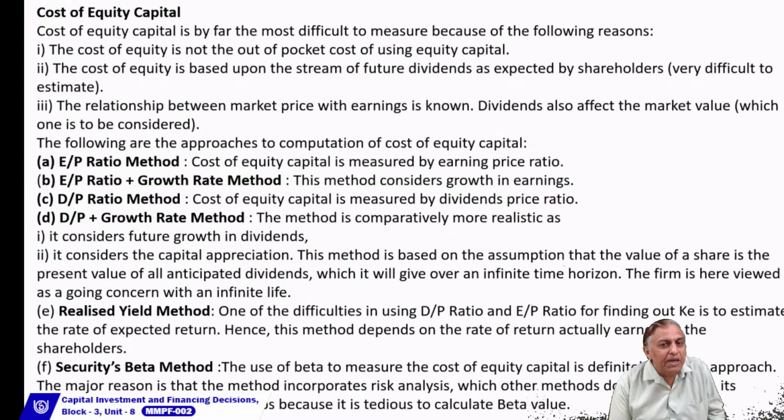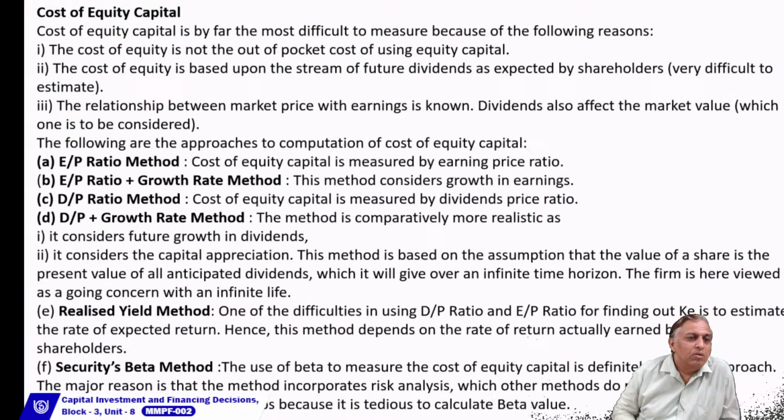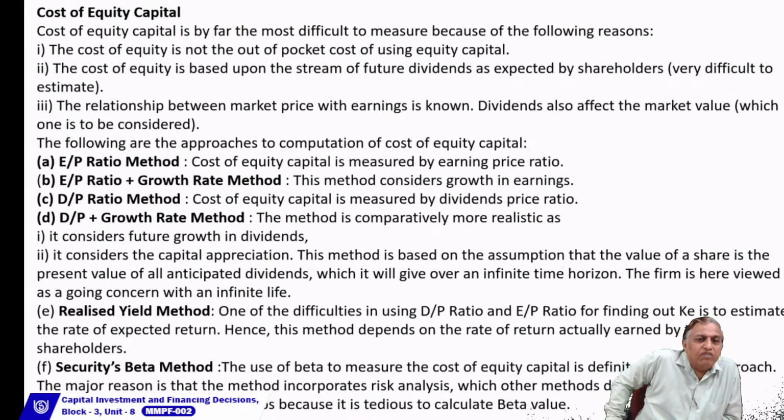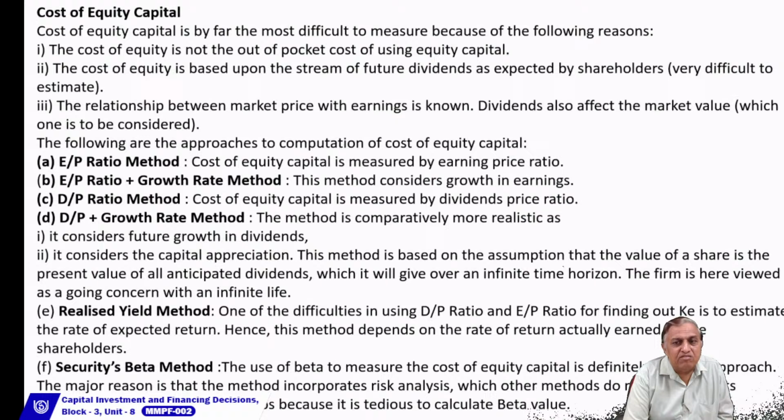The next one is DP ratio, dividend price ratio method. Cost of equity capital is measured by dividend price ratio. And if we add once again the growth rate, it will be DP plus growth rate method. The method is comparatively more realistic as it considers future growth in dividend and it considers the capital appreciation as well.